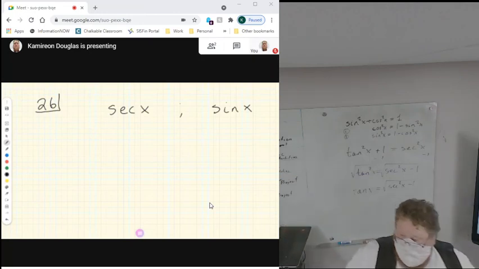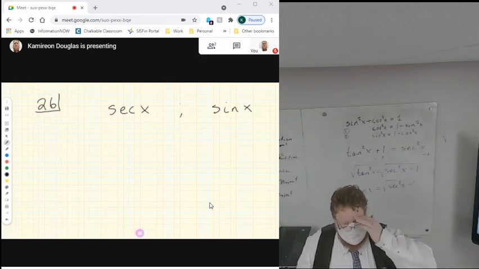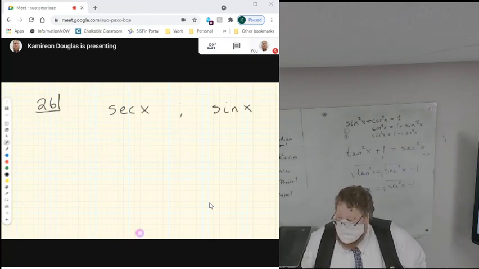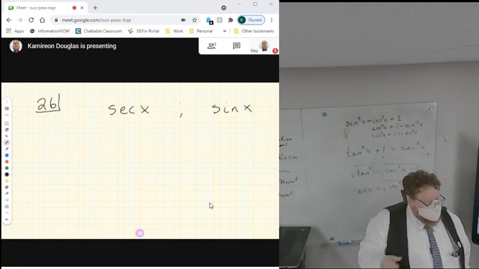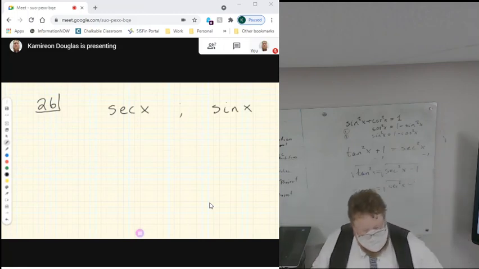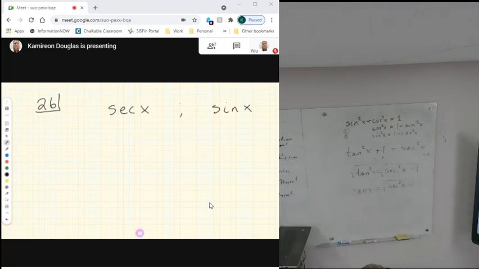So, in this problem, as you might notice if you're looking at your cheat sheet, there is not a direct path connecting these two. There is nothing that connects secant to sine. It just does not exist. So I have to get creative with these kinds of problems.